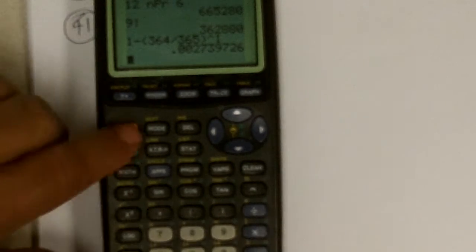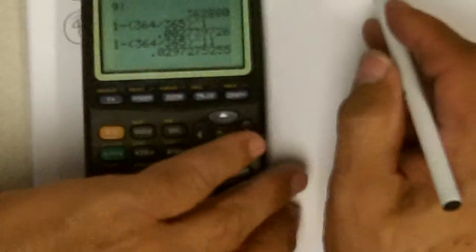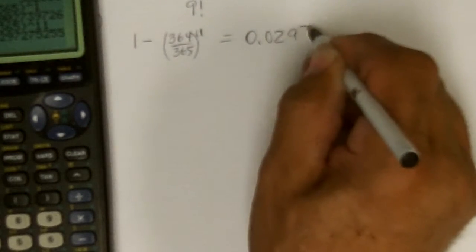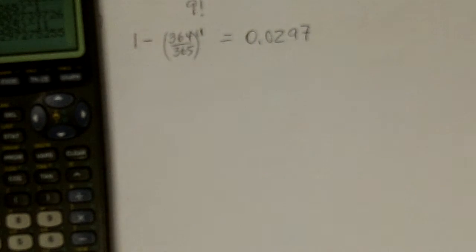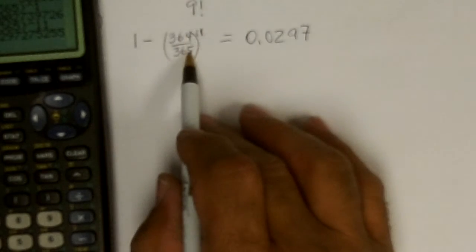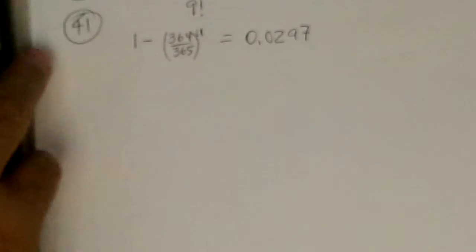Let's see. I'll do it here. 1 minus parentheses 364 divided by 365, close parentheses, to the 11th. Oh, I made it to the 1th. To the 11th. And that's basically a 3% chance. 0.0297 is the probability that at least one person, because this is no one having your birthday, so that's at least one of the other 11 having your birthday. Slim chance, 3%.